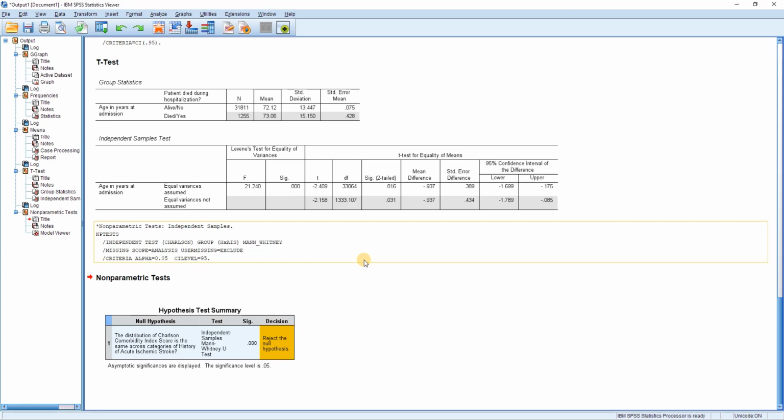So moving on to our next question, if the total charge variable is a non-normally distributed continuous variable, is there a statistically significant difference in mean total charge for patients with AIS, a history of AIS, excuse me. So we have not determined if the total charge variable is or is not normally distributed. So you'll go back to what you did in question 1 and question number 2 to determine if total charge is or is not normally distributed.